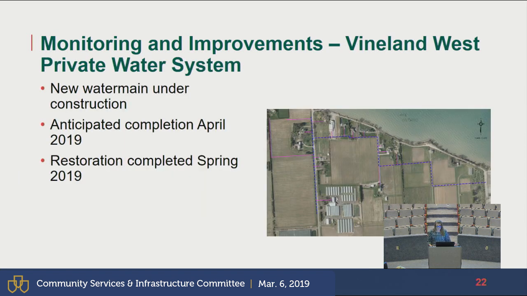Other monitoring and improvement projects is the Vineland West private water system. It's currently under construction. We were anticipating originally a December completion date. We ran into some very hard ground and large boulders, which delayed a bit. And then we went into the January and February winter season that caused quite a few weather delays. So we are on track. It was done through trenchless technology, so all the drilling is now completed. We're doing all the connections now, and we hope to have everyone online by mid to late April, with restoration following immediately after. So we should be completed this project by spring of 2019, and the private water system will no longer be an issue. It will be part of our system.